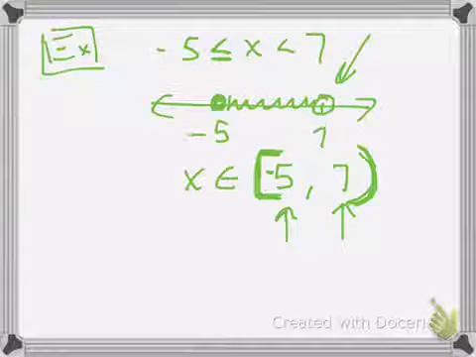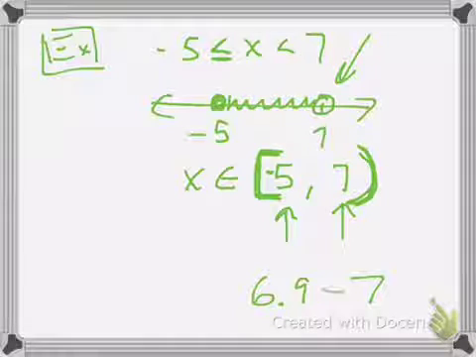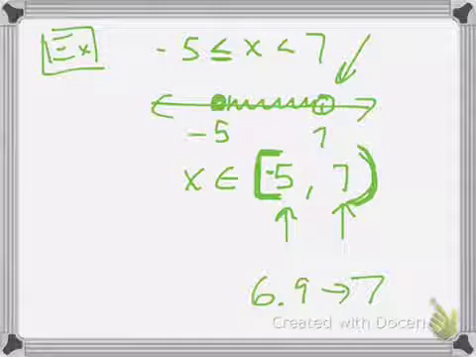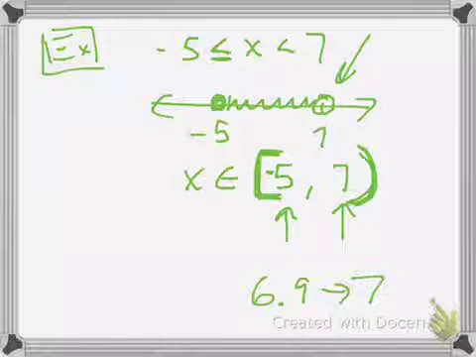1/1,000,000th close to 7. 1/1,000,000,000th close to 7. You just get closer and closer. Any number less than 7 works. How many numbers are there between 6.9 and 7? There's an infinite number of numbers there, right? So that's why that's a soft thing. It never gets there. 7's not a hard stopping point.